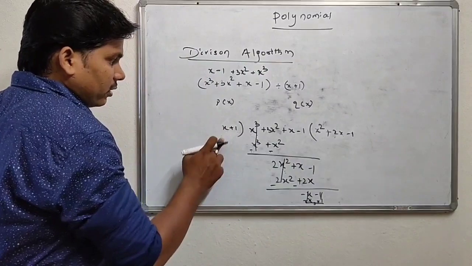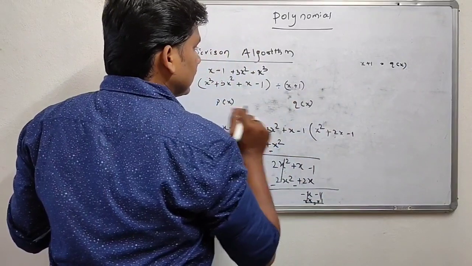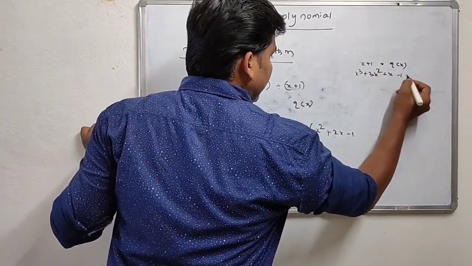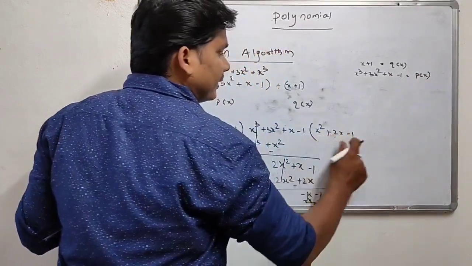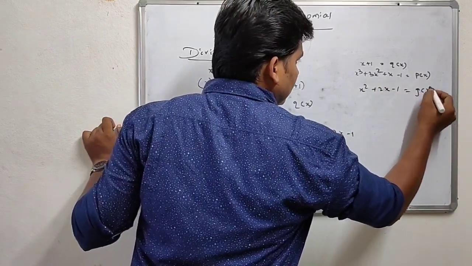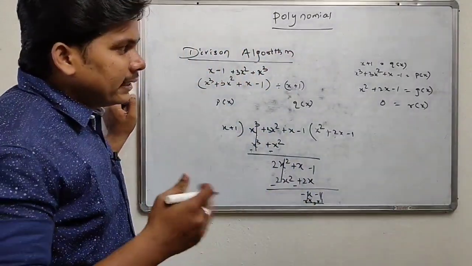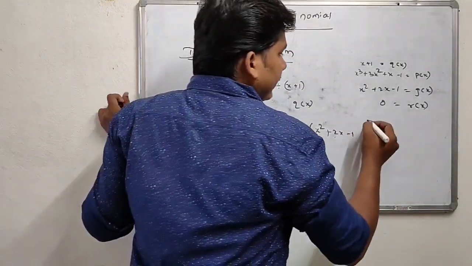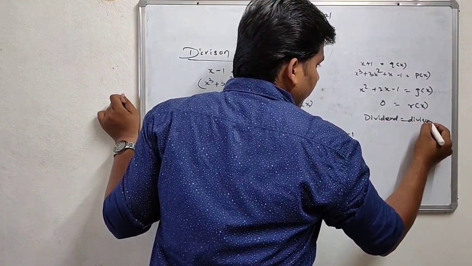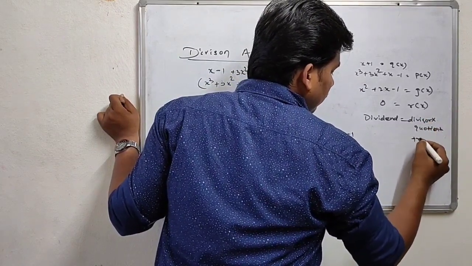Now I will write this divisor x plus 1 as q of x, and this x cube plus 3x square plus x minus 1 is the dividend, p of x. I will write this quotient x square plus 2x minus 1 as g of x, and the 0 is the remainder, I will write as r of x. Now see, as we know, dividend is equal to divisor into quotient plus remainder.